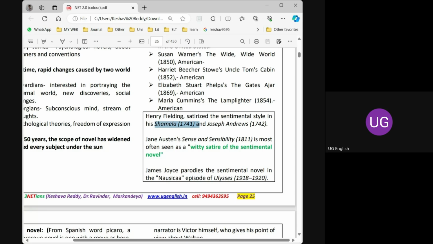So in Pamela, Pamela is a very virtuous girl. She is seduced by her boss or the owner or the one who gave the job to her. But here, Shamela herself seduces the boss. So that is a slight difference.